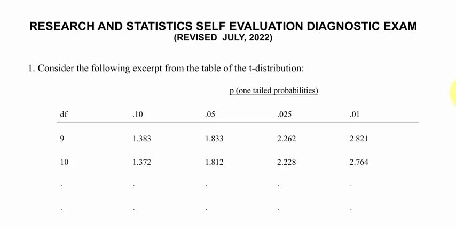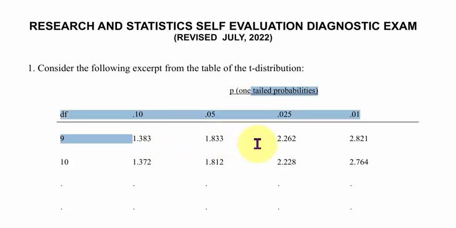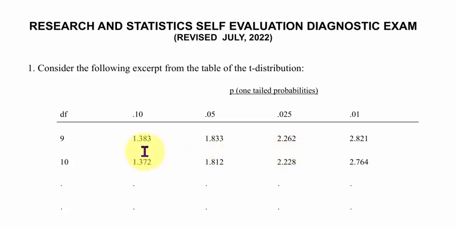This might be the qualifying exam. I'm not 100% sure, but let's go over it. So question number 1, this is a t-distribution table. In other words, the big numbers here, these are the critical t-values.